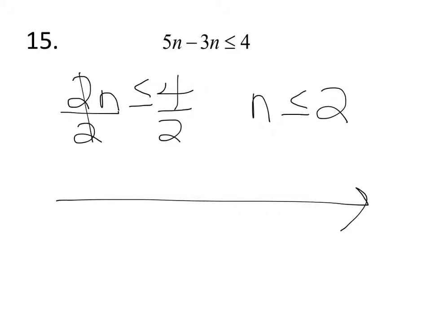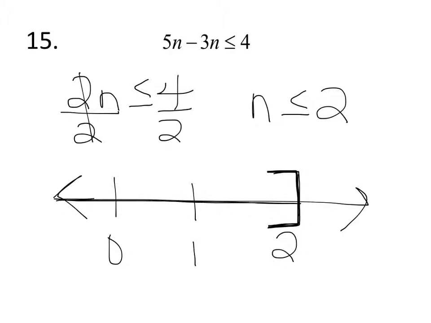So again, I'm going to draw a number line. 2, 1, 0. It's going to be a bracket because it's less than or equal to. Remember, the bracket is the same as the closed dot that you used to use. And then I'm going to shade this way because it's less than.